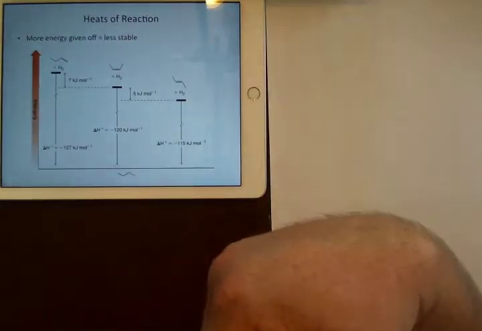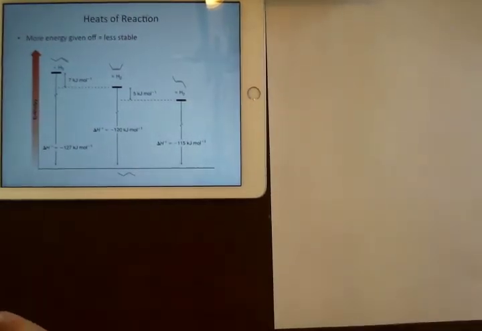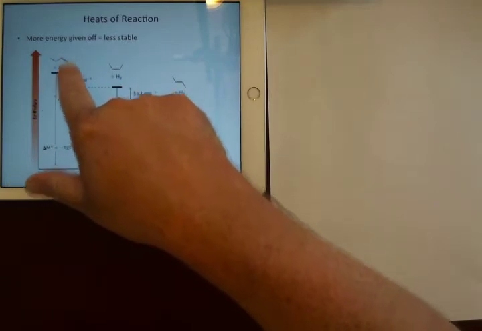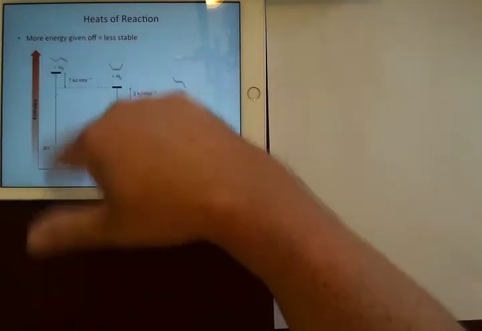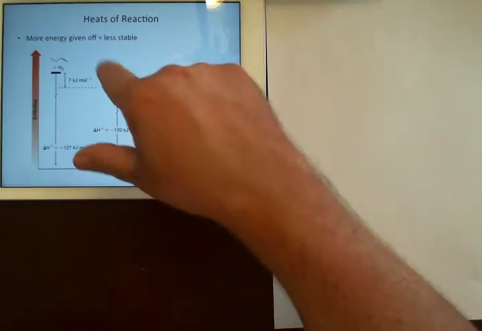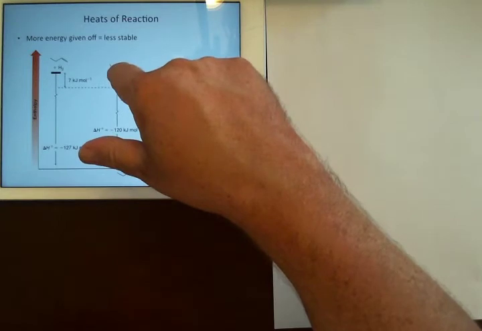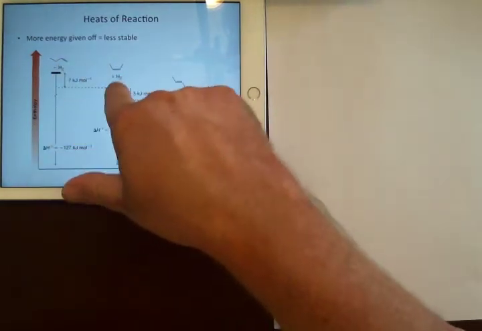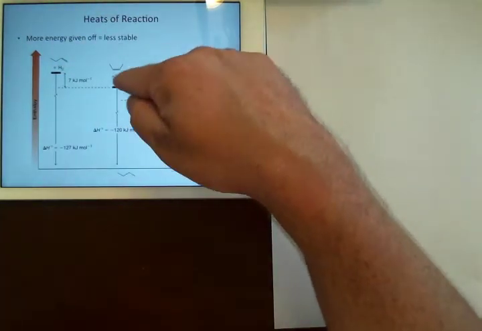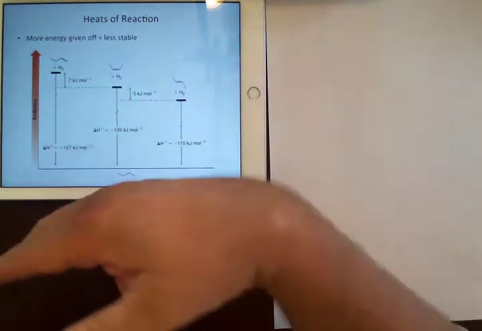So for heats of reaction, whenever we burn these things, we can measure how much energy is given off. The more energy that's given off, the less stable the compound is. So if we have this butene here, where the double bond is at the end, we have a big jump. We have quite a bit of energy when we burn it. If we put it inside, internally, not at the end, we get less heat coming out, so that means the double bond not at the end is going to be more stable.